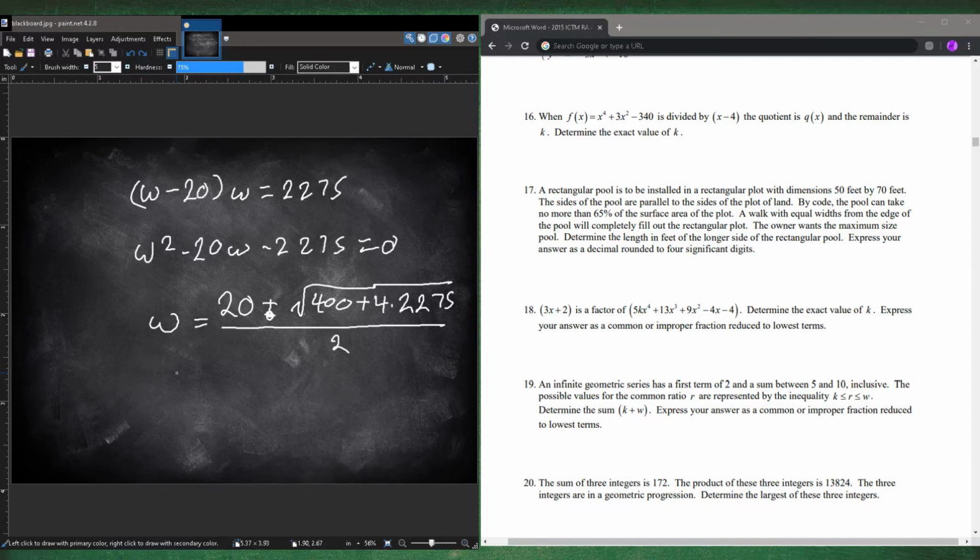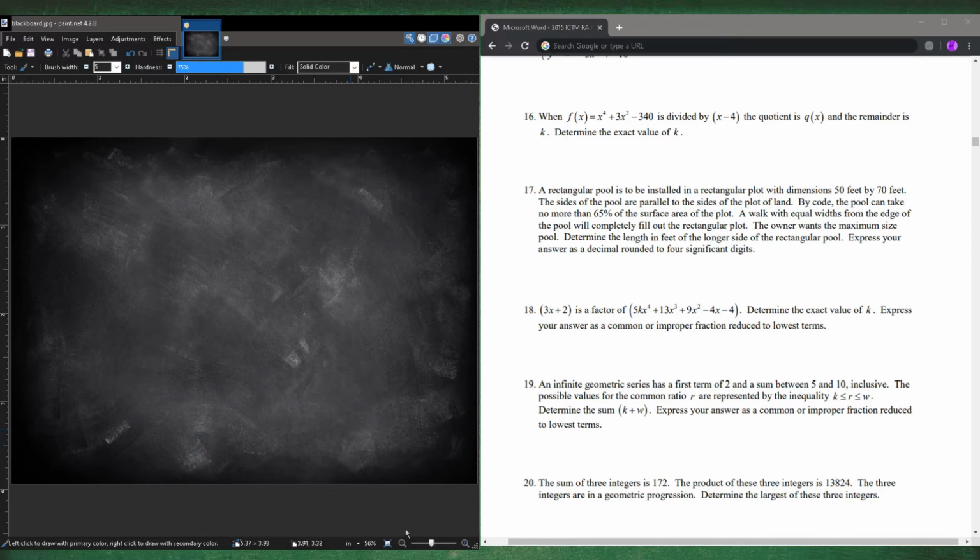So plugging into the calculator, we could just round. So 400 plus 4 times 2275, take the square root of that, add the 20, and then divide by 2. And you should get an answer of 58.73 for significant digits. So it has to have 4 digits. Okay, and that's your answer, 58.73 for number 17.